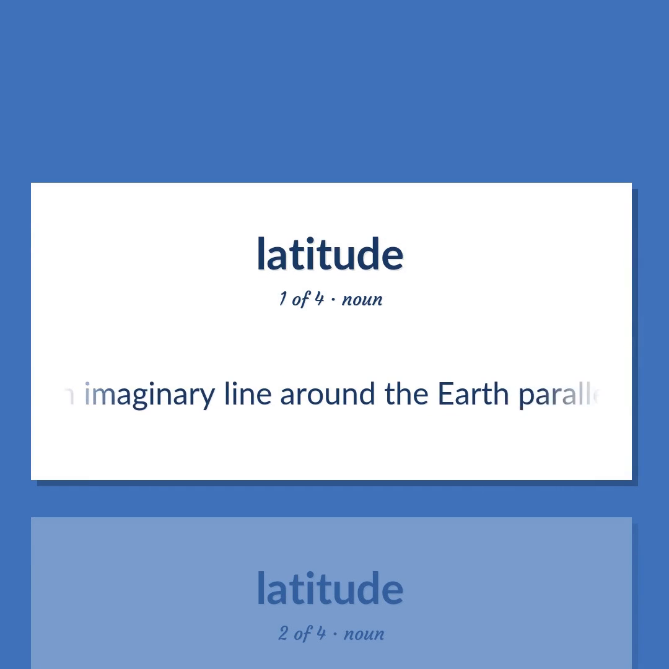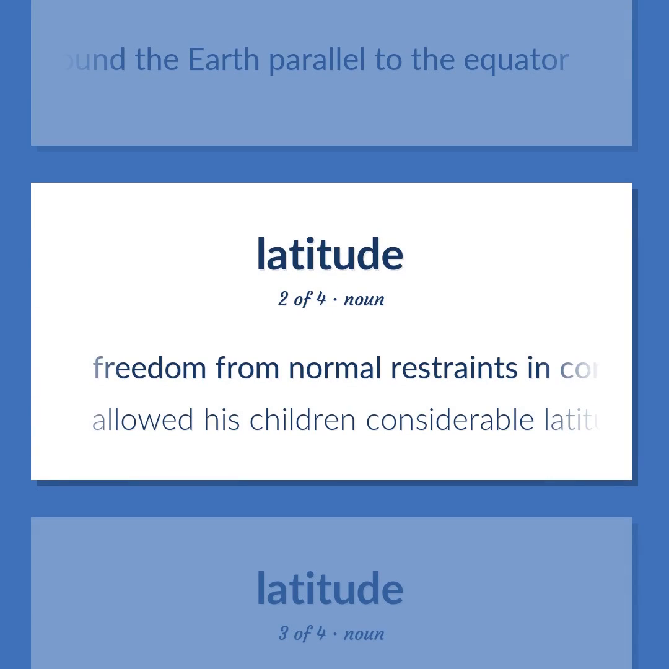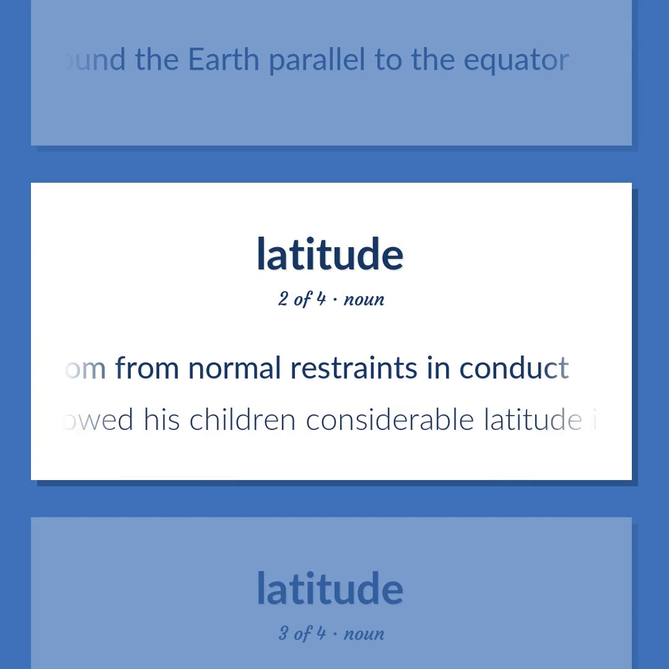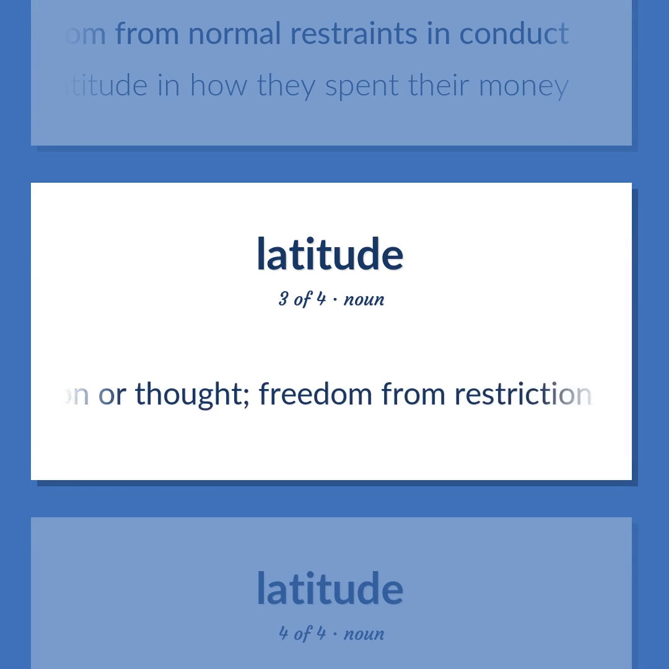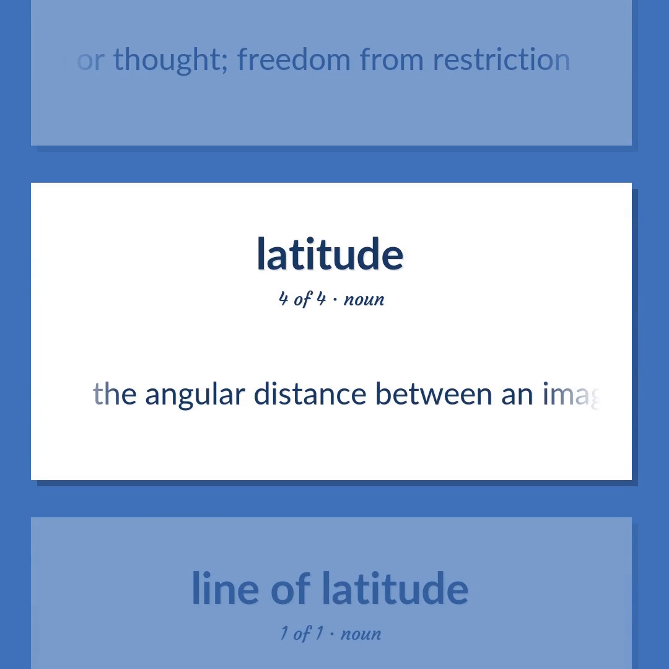An imaginary line around the Earth parallel to the equator. Freedom from normal restraints in conduct. Allowed his children considerable latitude in how they spent their money. Scope for freedom of e.g. action or thought. Freedom from restriction. The angular distance between an imaginary line around a heavenly body parallel to its equator and the equator itself.